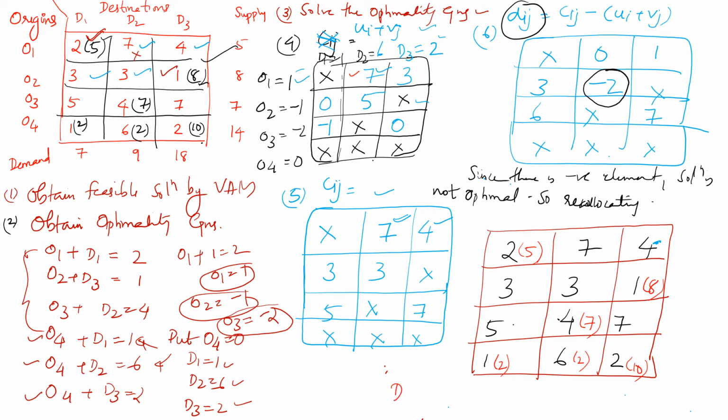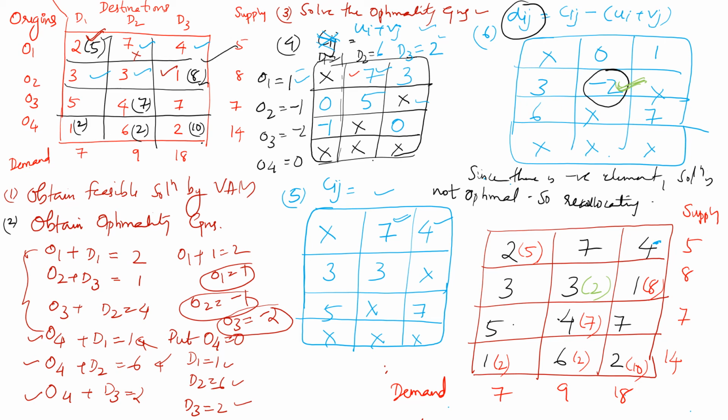Now let me write the demand also. Demand 7, 9, 18. And the supply 5, 8, 7, 14. Clear? Now, just concentrate. Here there is negative, right? Here there is negative. As a result, this allocation is not proper. So in order to avoid this negative, I am allocating plus 2 here. I allocate plus 2 here.